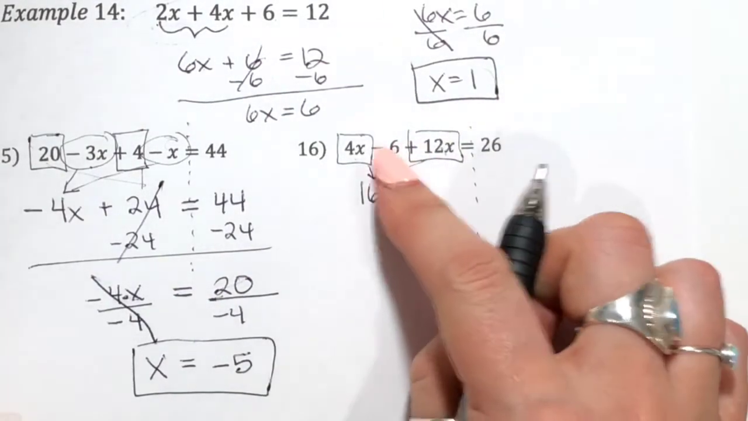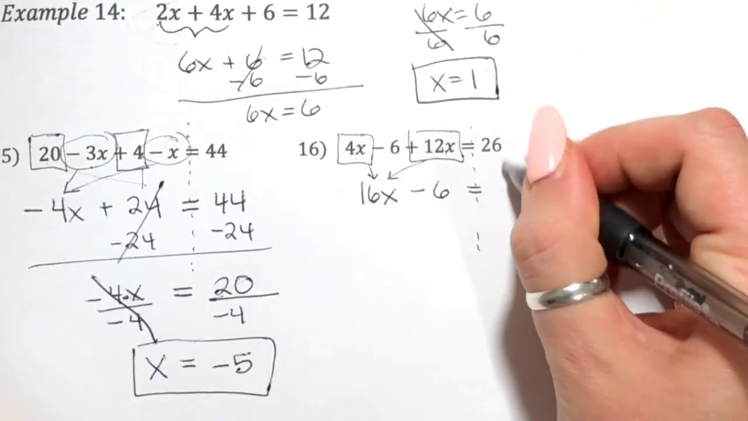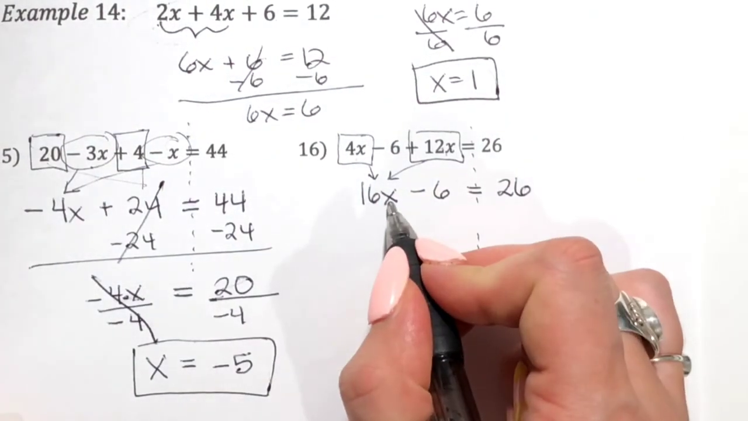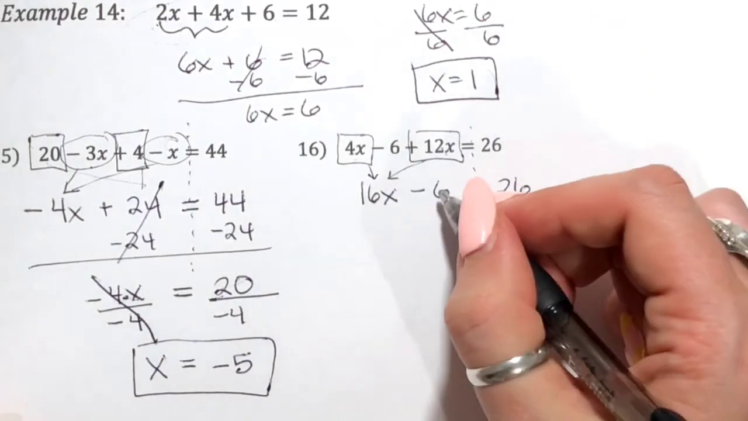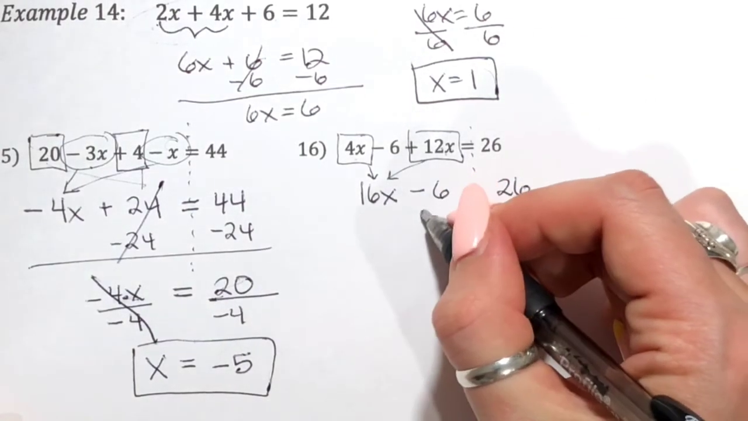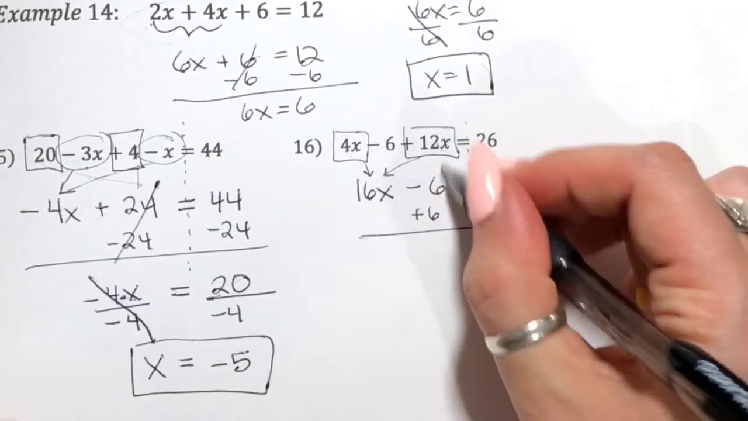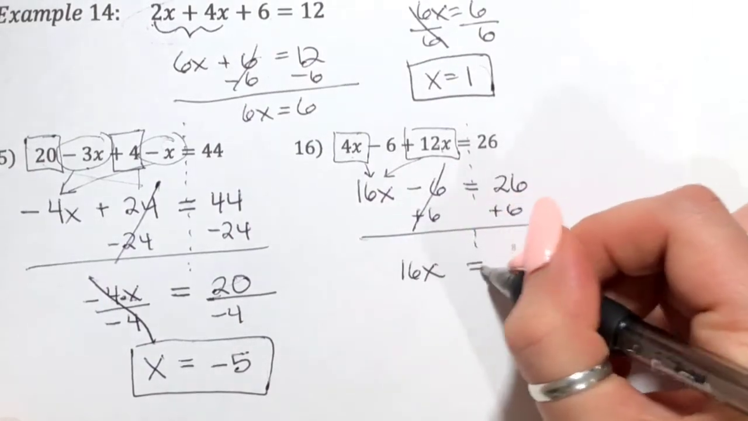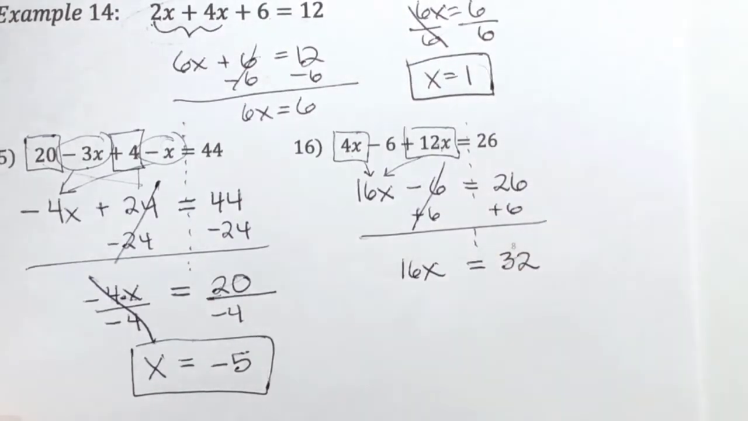And then we only have one number on the left side, so there's nothing to combine it with. So then on the right side, we just have that 26. So once everything is combined, you're good to just start isolating x, getting it by itself. And you do that by doing this one first, the add or subtract. So if I have a minus 6, we're going to add 6. The 6's cancel, and we have the 16x left over. And then 26 plus 6 is 32.